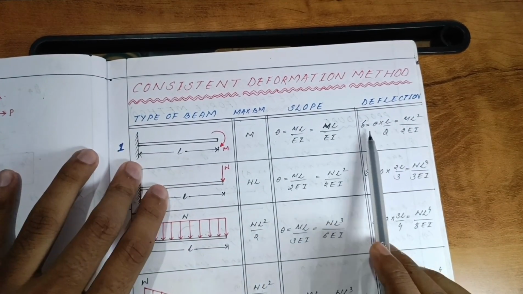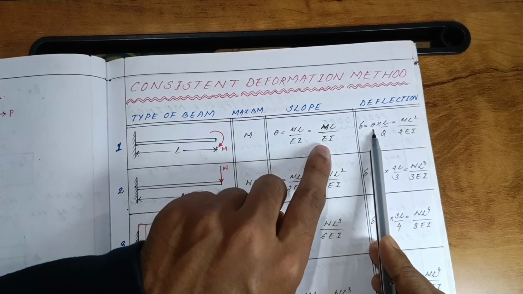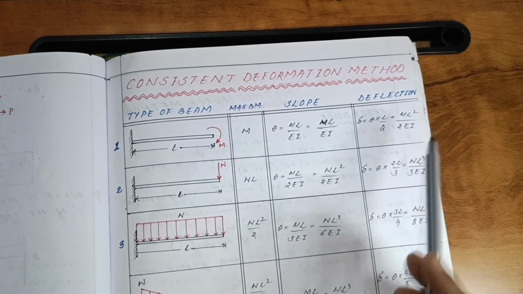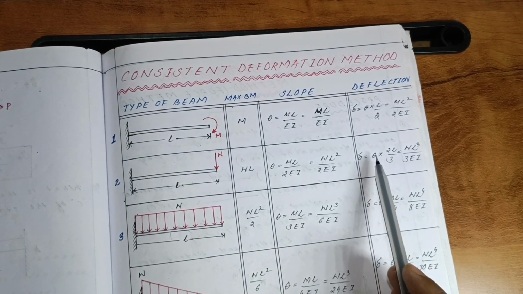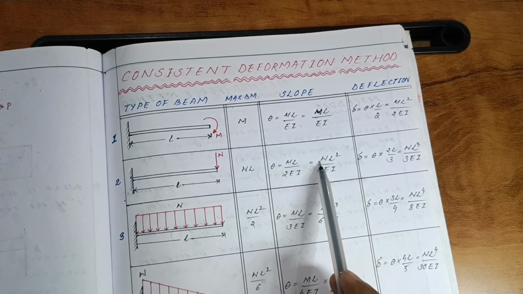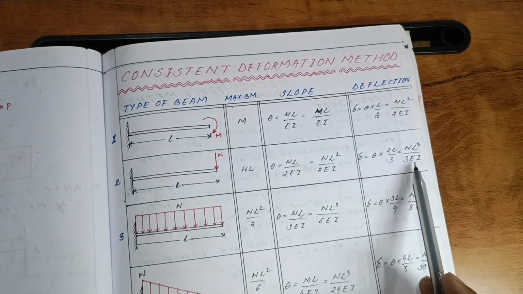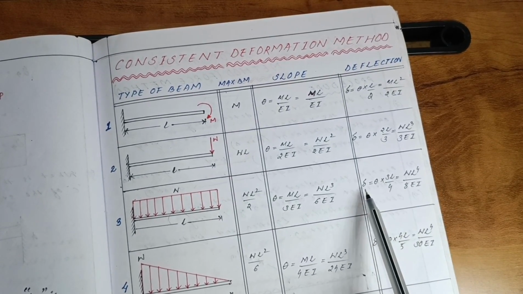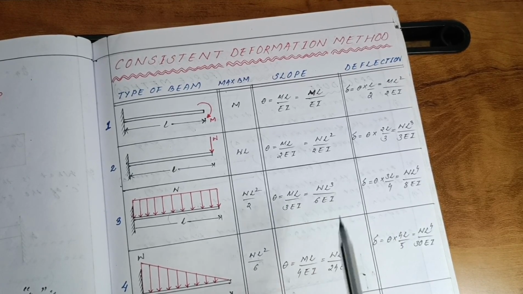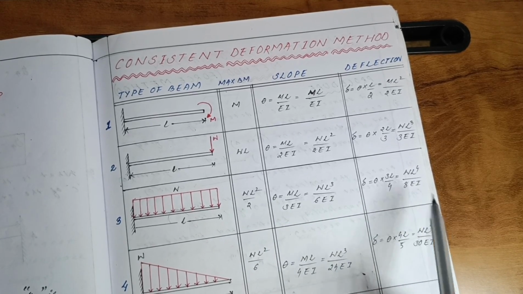For the first situation, del is equal to theta into L by 2. Theta is ML by EI. So we will get del is equal to ML square divided by 2 EI. For the second situation, del is equal to theta into 2L by 3. We have got theta is equal to wL square divided by 2 EI. Then we will get del is equal to wL cube divided by 3 EI. For the third situation, del is equal to theta into 3L by 4. We have got theta is equal to wL cube divided by 6 EI. So we will get del is equal to wL^4 divided by 8 EI.